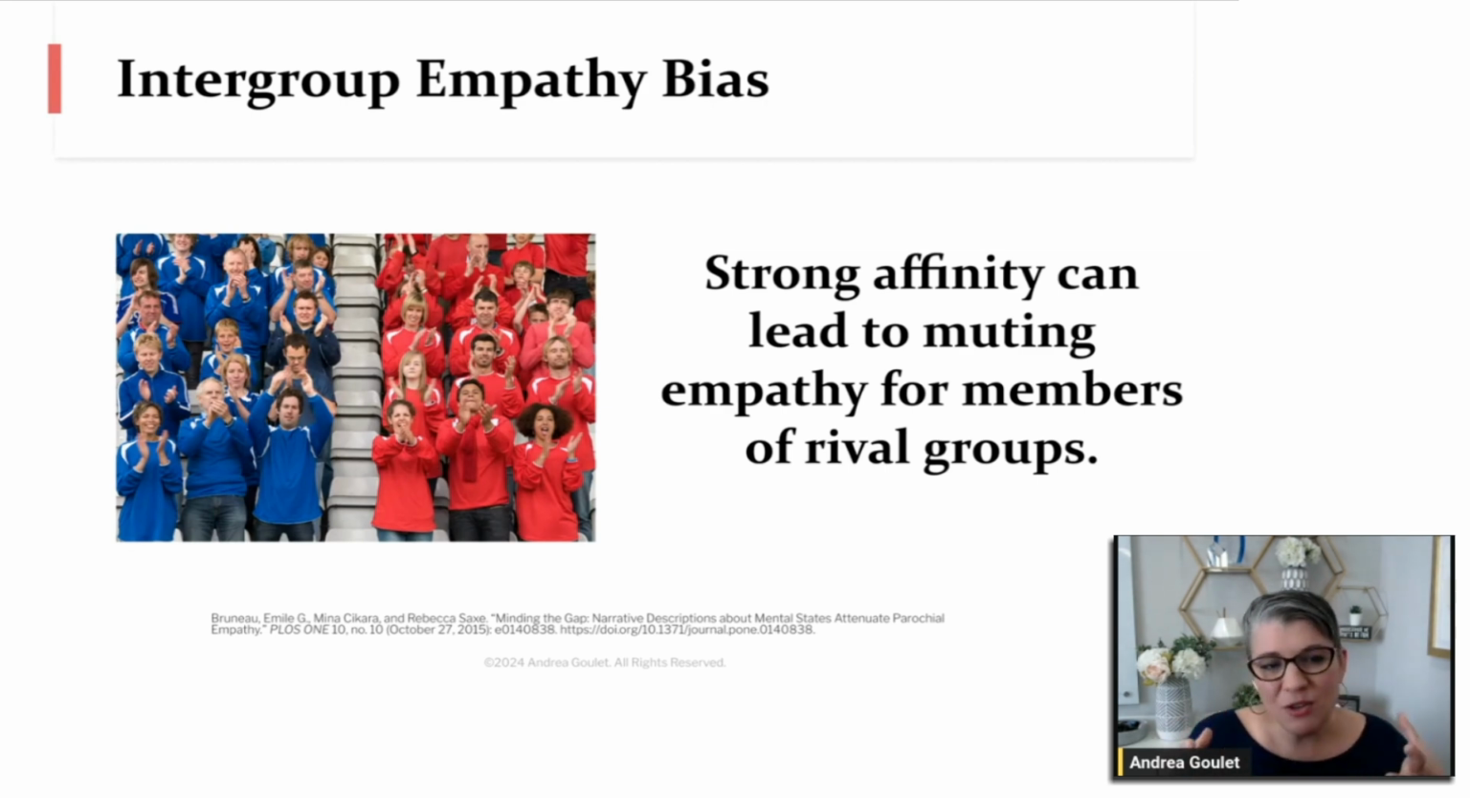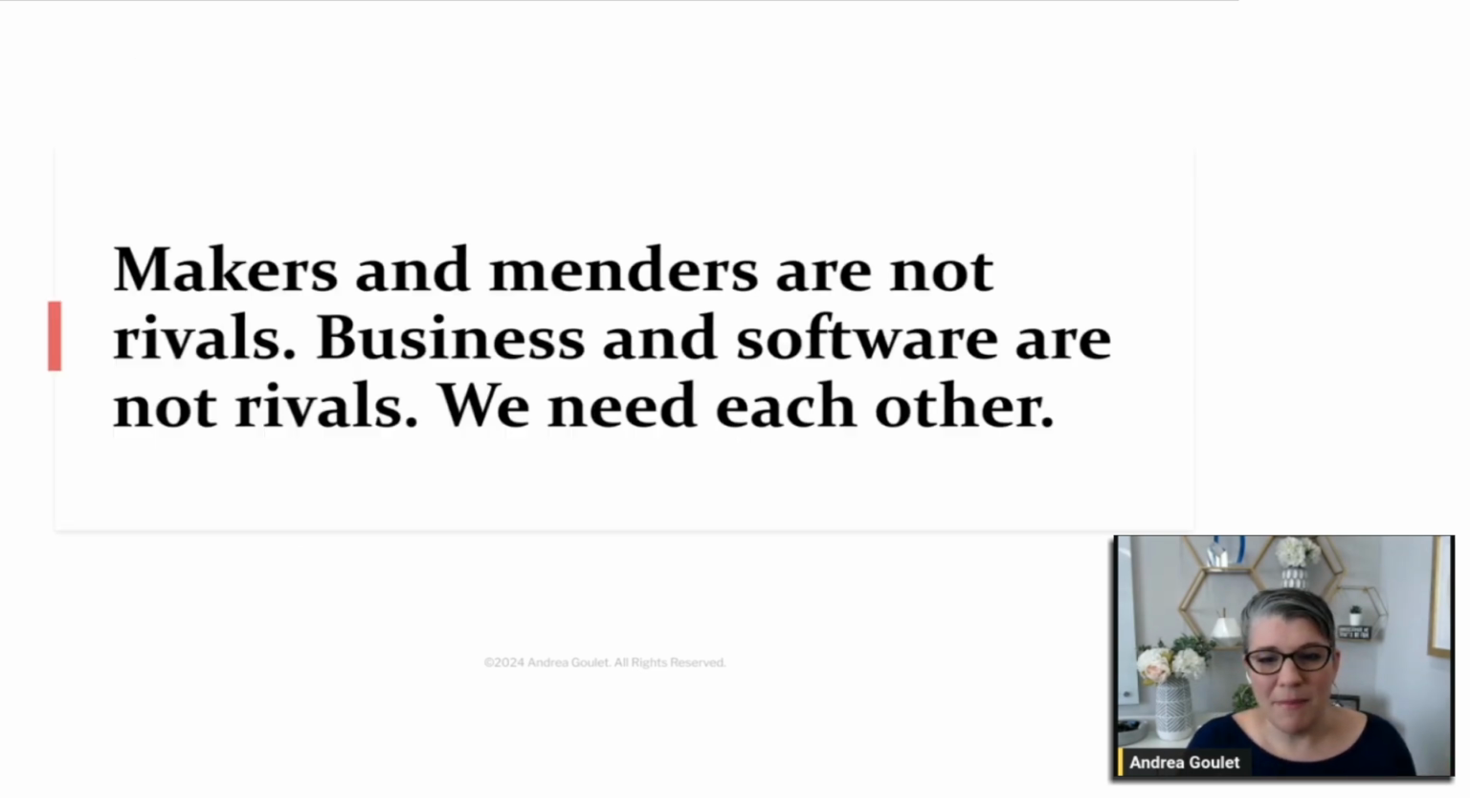So we think of a broader team. We think of ourselves as an affinity group within a broader system, and that's kind of how we avoid that. So we recognize that makers and menders are not rivals, right? In that ecosystem, we need each other.